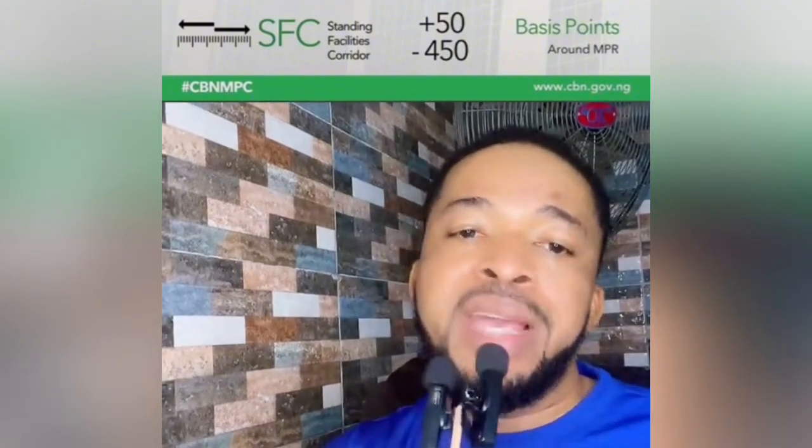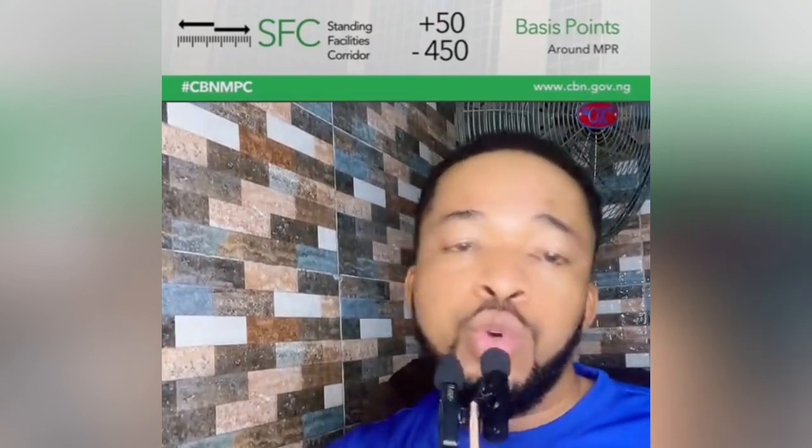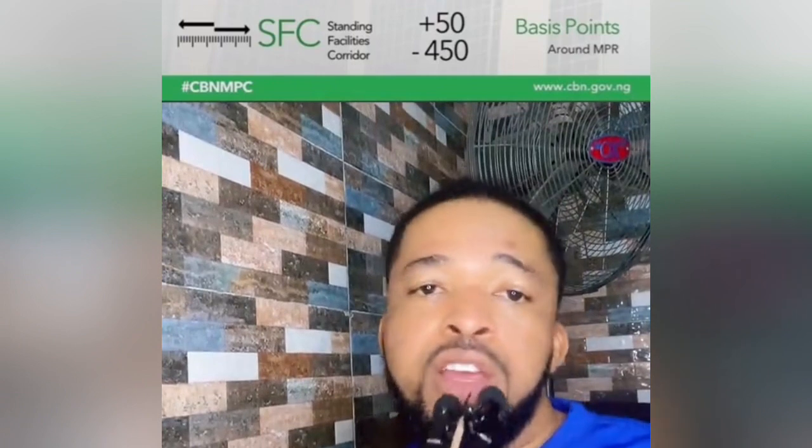All right, so borrowing might get a bit easier, but the CBN is still very careful to control inflation. Stability is key. So what do you think? Does the 26.5% make your borrowing easier?